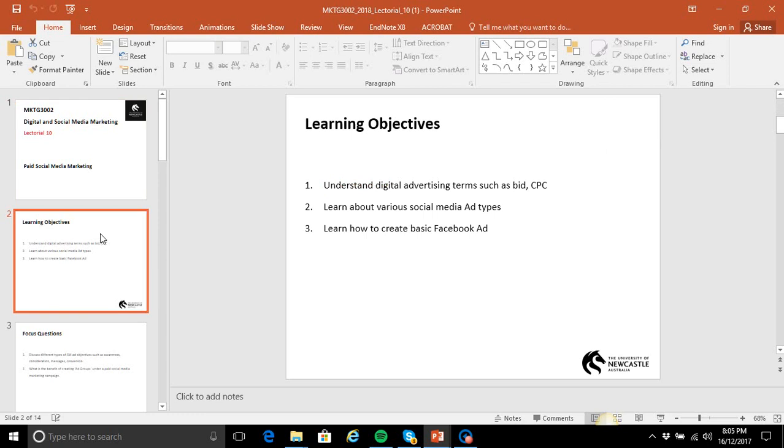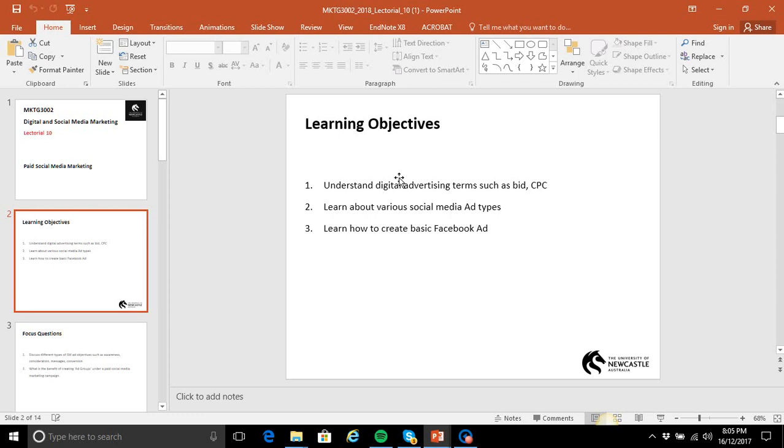Okay, so learning objectives for this week. We want to understand digital advertising terminology. So there is a unique way of describing the metrics and some of the functionalities and capabilities of Facebook advertising. So it's important that we understand how they work and what those terms are and what they mean, so that we can communicate effectively as marketers.